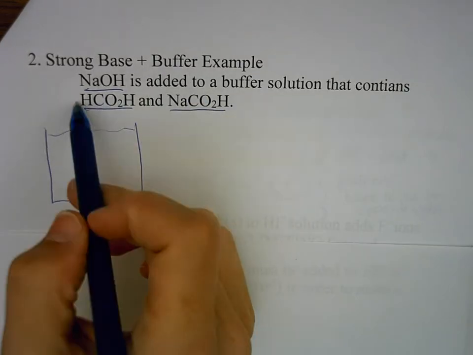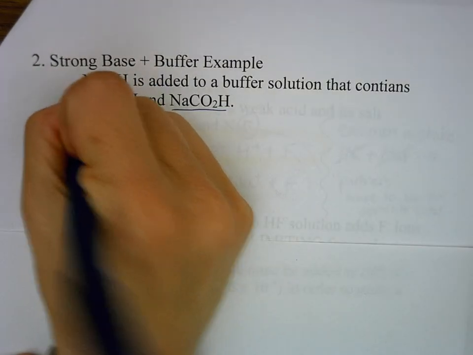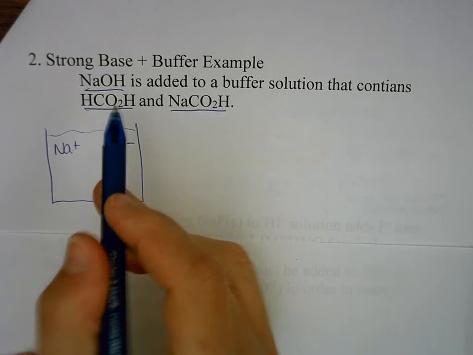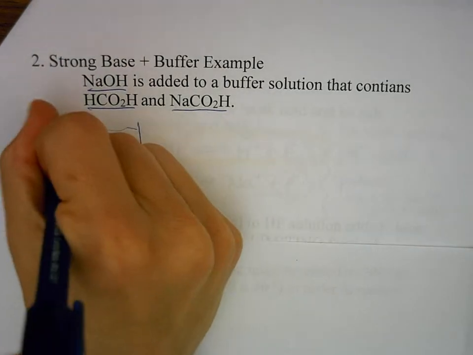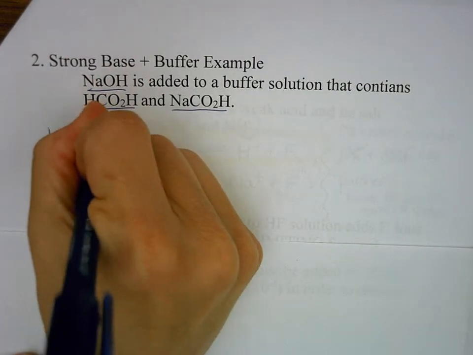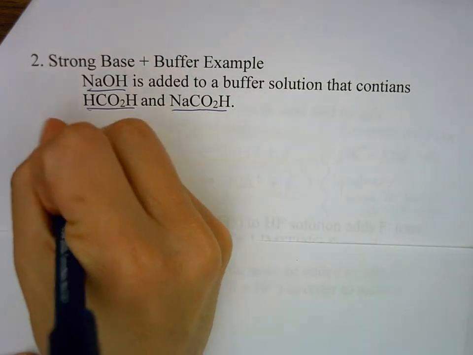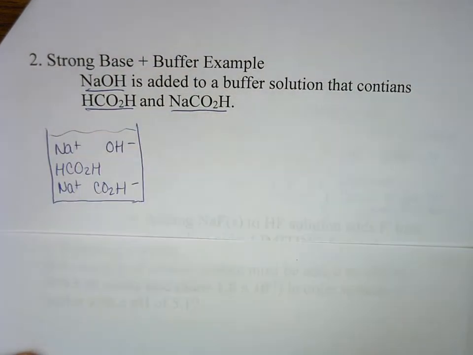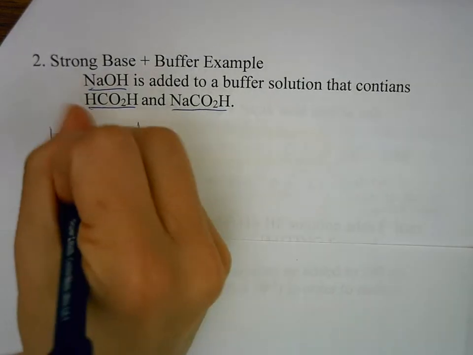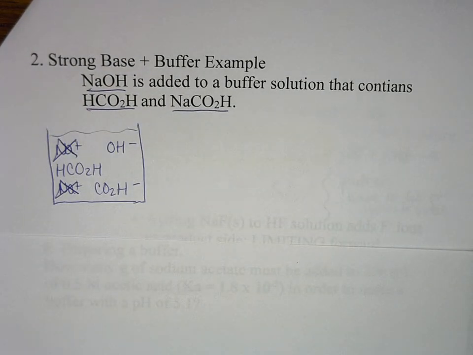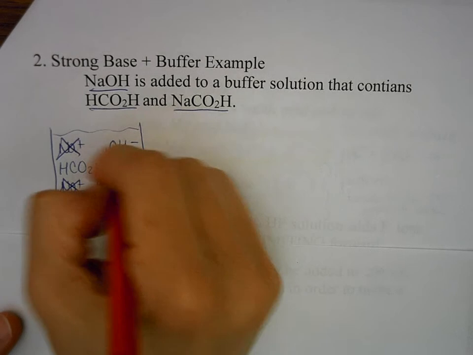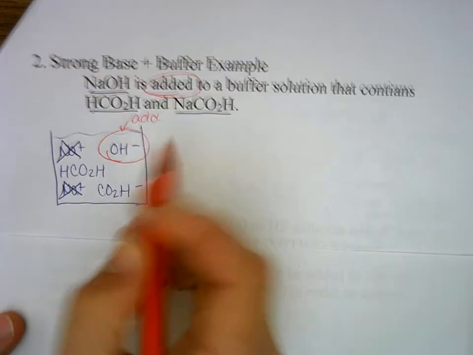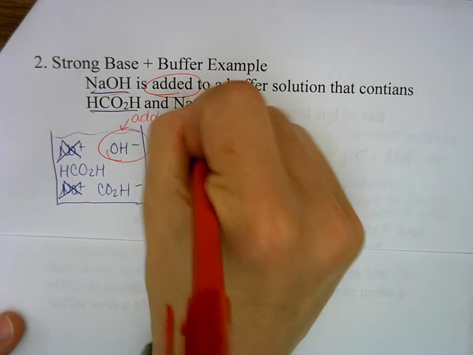Sodium hydroxide is strong, so it breaks apart and ionizes. The buffer is the same one as we had in the previous question, so I have formic acid, which is weak, so HCO2H, and then my sodium formate ionizes. Ions that cancel are sodiums in this case. Now, you always start out with what you added, okay? Sodium hydroxide is added, so I add my hydroxide ions. That's the first thing you write in your equation.